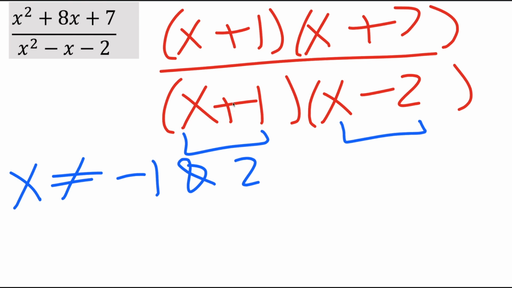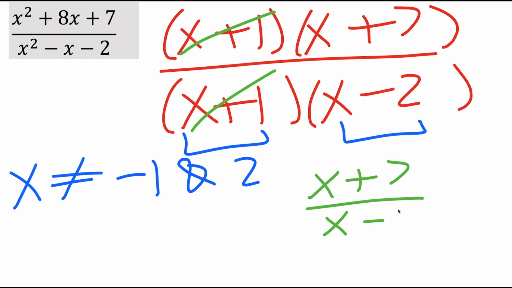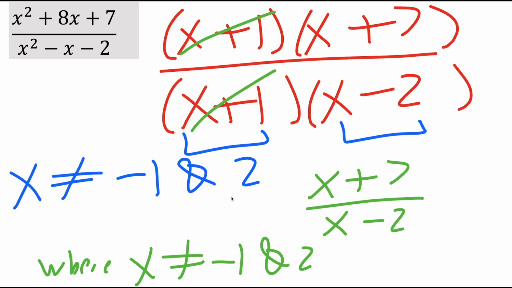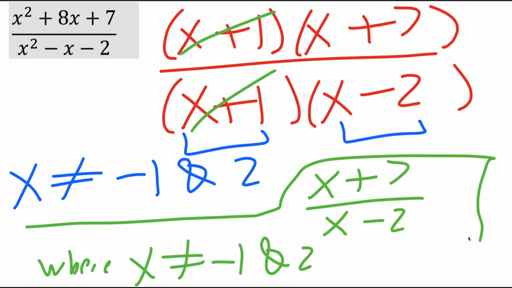So we have an x plus 1 here and an x plus 1 here, so we can cancel them. And so our final answer will be this piece divided by this piece and this restriction. So x plus 7 divided by x minus 2, where x does not equal negative 1 and 2. Because if you put negative 1 back into the original equation, you'd be dividing by 0. And if you put 2 back into the original equation, you would also be dividing by 0. And so this right here is our final answer. And that's all we need to do to simplify rational expressions.